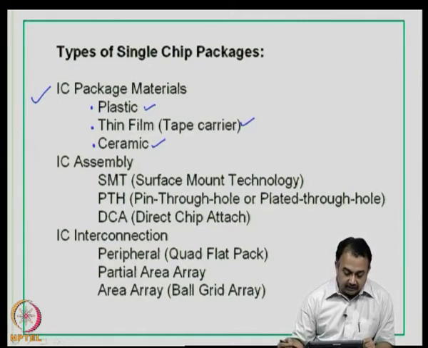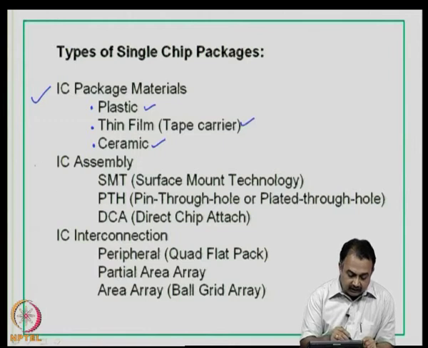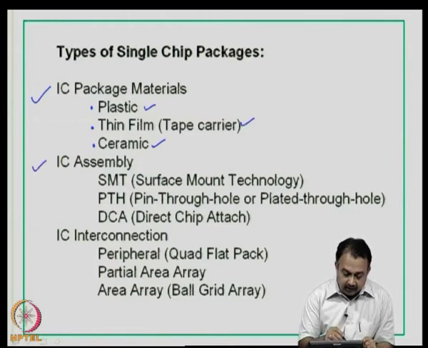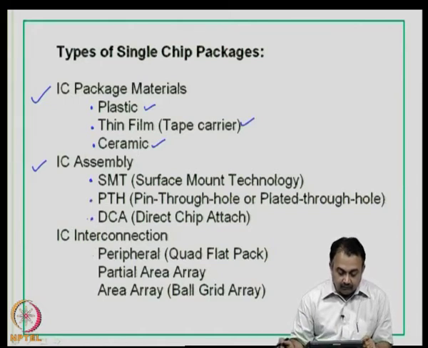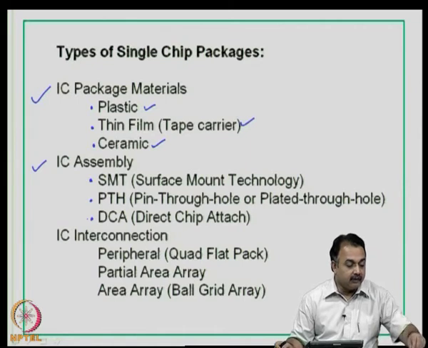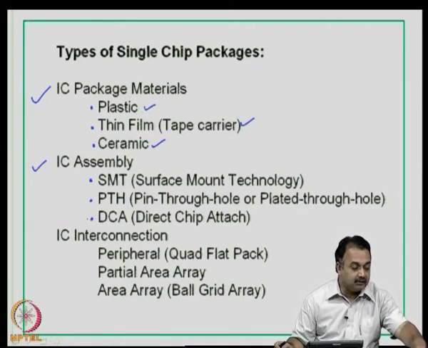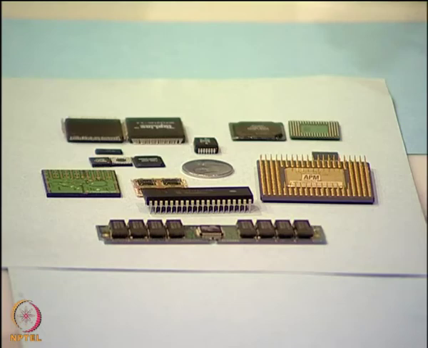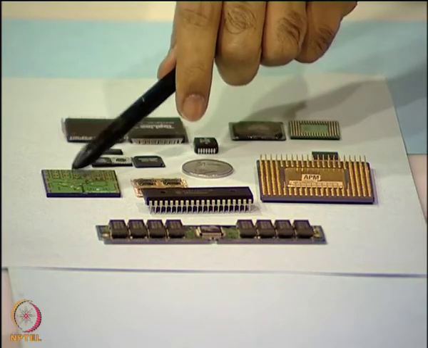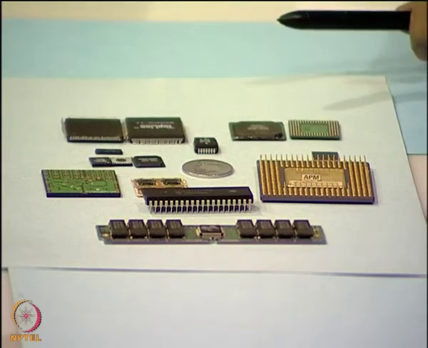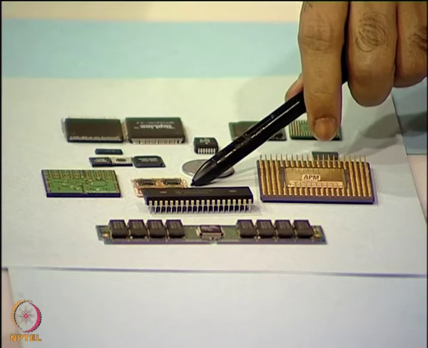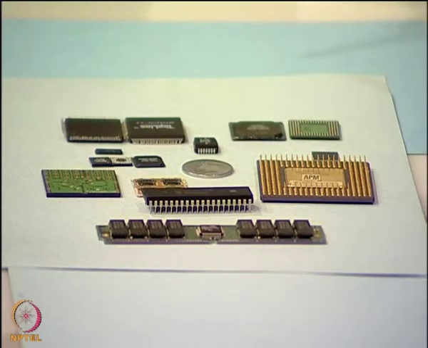The other classification is based on IC assembly type. So, it can be a surface mount device, it can be a through hole device, or it can be a direct chip attach. I want you to turn your attention to these particular samples that are given here, where I will try to show you on this classification. For example, this is a plastic package, okay. Then this is a ceramic package, that means the substrates for each of these are different.